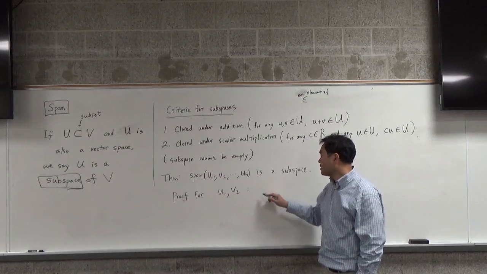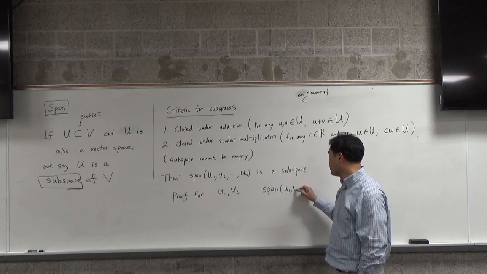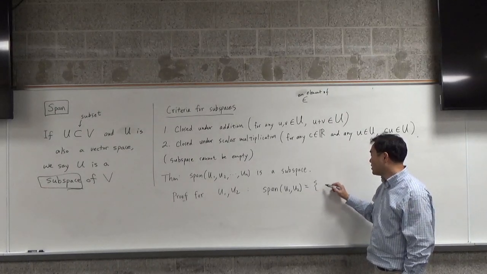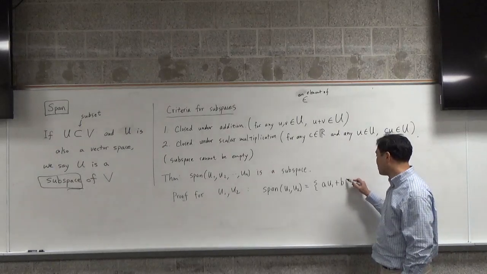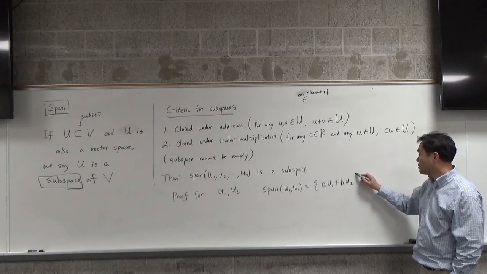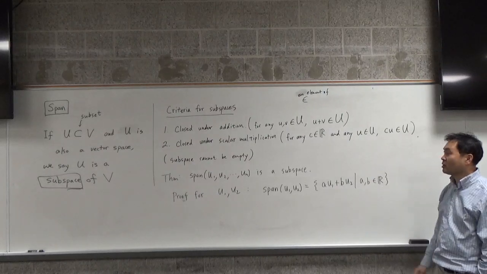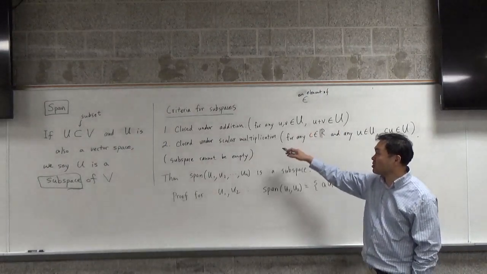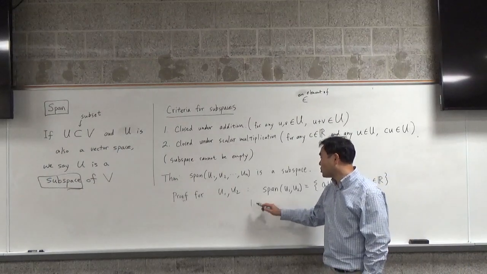So let's say we're looking at span of U1, U2. Okay, what is this set? It's a set of anything that looks like some multiple of U1 plus another multiple of U2. Okay? That's what it is, where A and B are real numbers. And all we need to show are two things. It's closed under addition and closed under scalar multiplication. So let's prove item number 1.